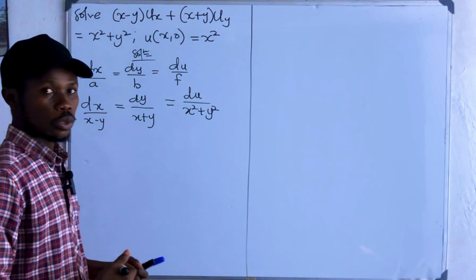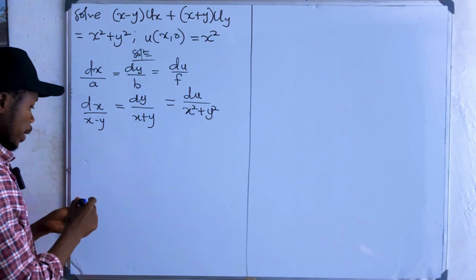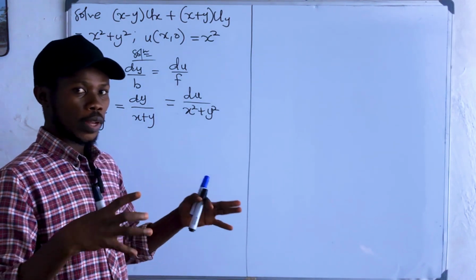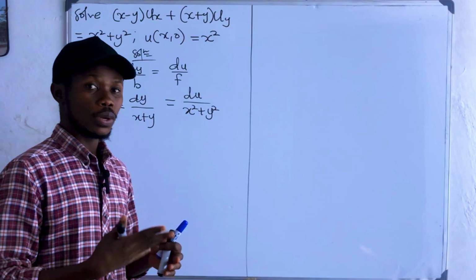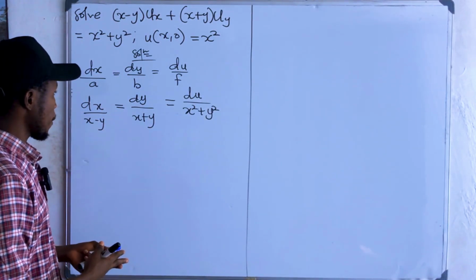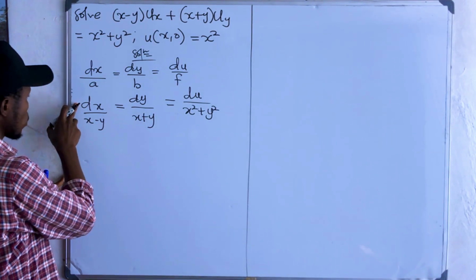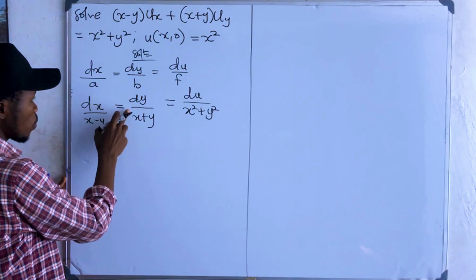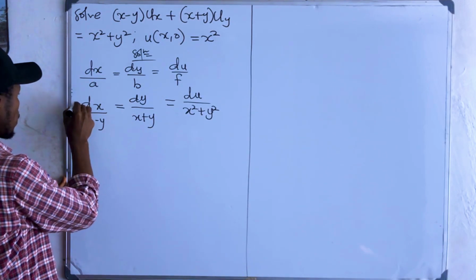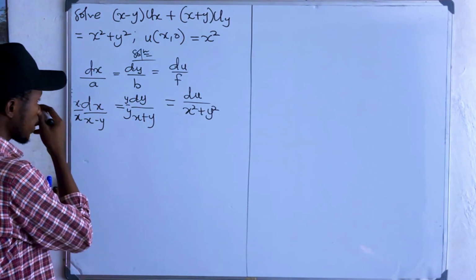Now looking at this one, if you want to use the method of characteristics here, you can pair two, in such a way that the pairing of those two will be easy for you to integrate. But if you look at this, if I pair this one and this one, it will be very difficult. So what you do here is multiply here by x over x and here by y over y, and let's see what you will get.